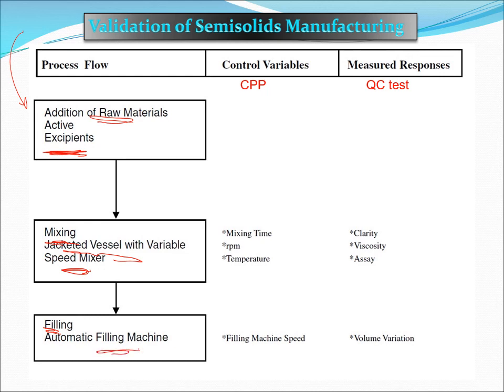So we need here to differentiate again between validation and quality control. Critical process parameters for mixing are mixing time, RPM, or temperature of the jacket. While after making the semi-solid, clarity of the gel could be a quality control test, viscosity of the semi-solid, and amount of the active ingredient inside the cream or gel are considered quality control.